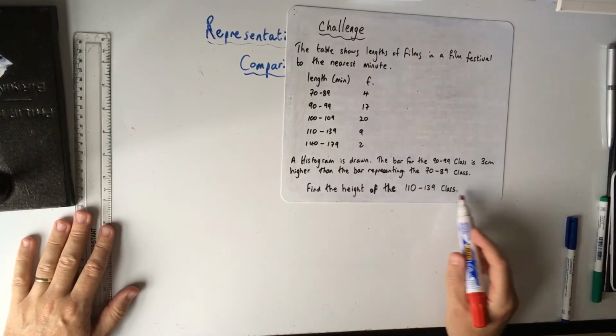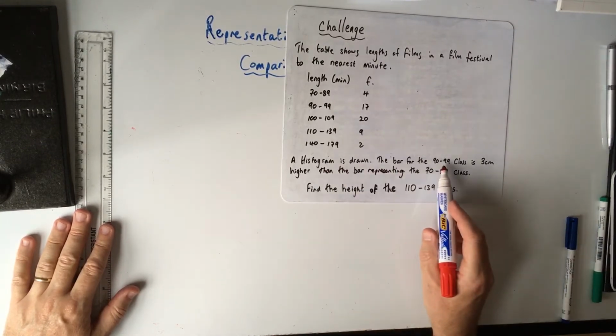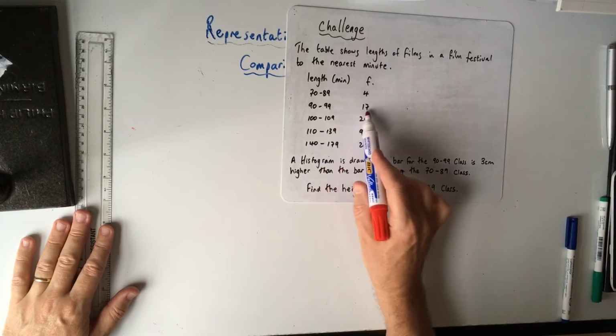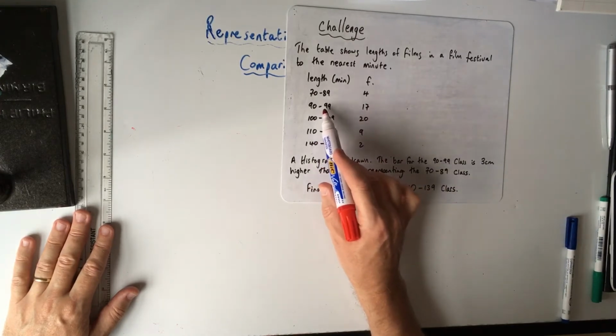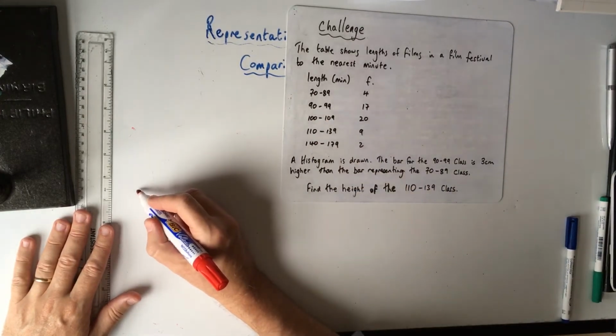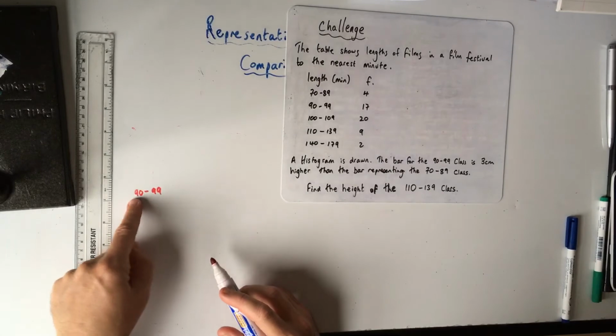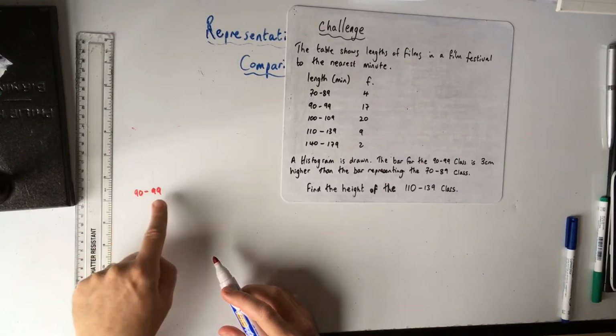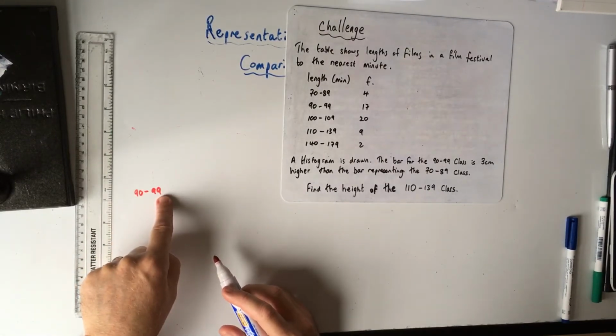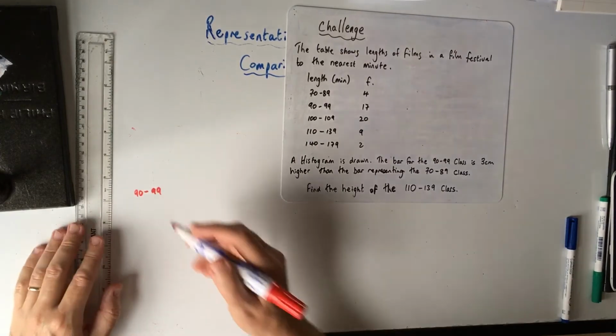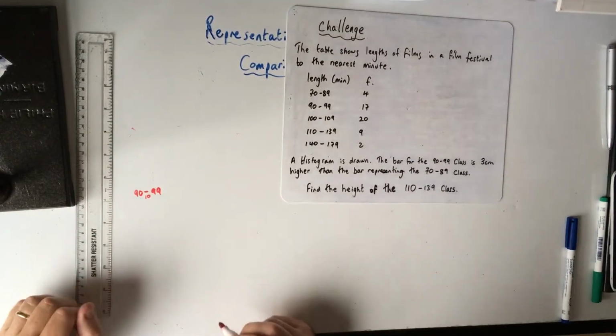Find the height of the bar. Okay, so here we go. The bar of the 90 to 99, that's that one. First of all, 90 to 99. That is 89.5 to 99.5. So that has a class width of 10.